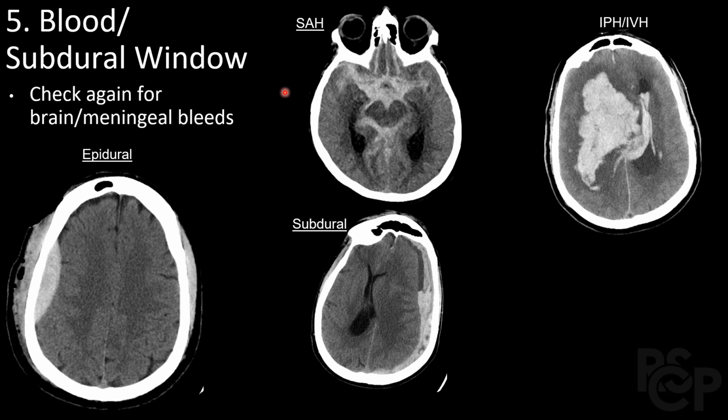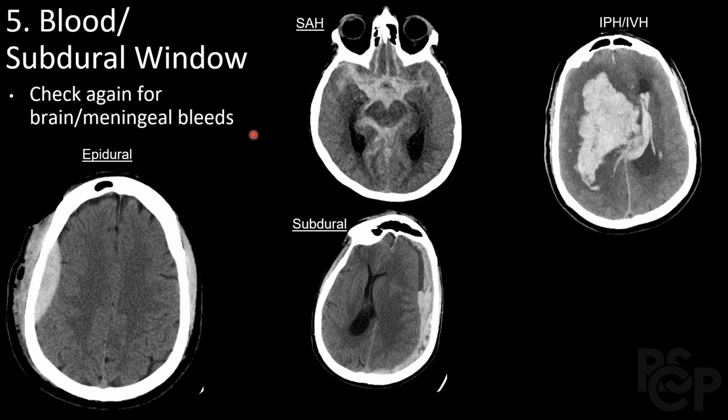Our next specialized window is our blood or subdural window, and this has high sensitivity for finding brain and meningeal bleeds. So let's talk a little bit about how blood products actually appear on non-contrast head CT before we look at these examples. In the hyperacute setting where bleeding might still be occurring, blood actually appears iso to hypoattenuating. As the blood clots and we move into the acute setting, the clotted blood appears hyperattenuating.